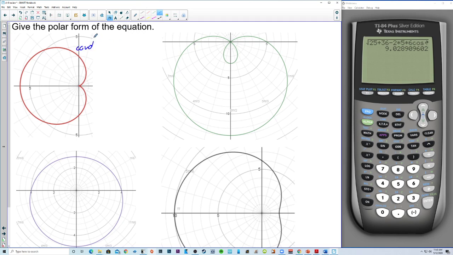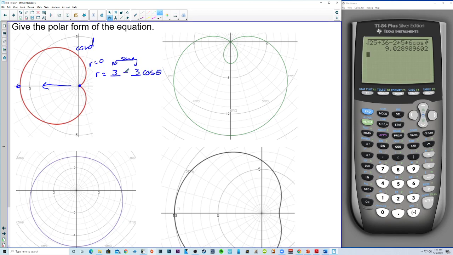Give the polar form of the equation. Well, this is a cardioid, which means r at some point is going to be 0, which means we have r is equal to something plus or minus something. Now, since this bubbles to the left, the cosine affects the x. So I know that this is going to be a cosine of theta. Now, these two numbers need to be the same so that we can get a 0 for r. Those two numbers need to be the same, and they need to add to 6. So 3 minus 3 cosine of theta.